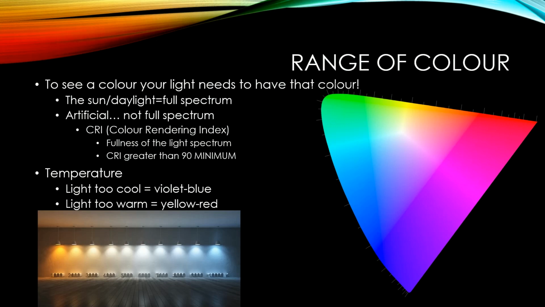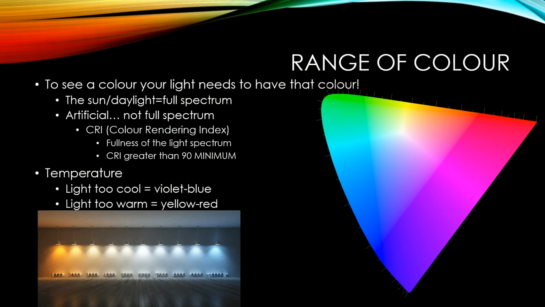So we'll start with the first issue, the range of color. I'll keep the physics to a minimum, but to see a color, your light needs to actually have that color. So the sun or daylight, it just beams the full spectrum of color. That's why everyone always says you can't beat sunlight. Sunlight is incredibly good. It just has every color there, which means anything that it hits, it'll have the full range of color to play with, and it'll be able to show off as much as humanly possible.